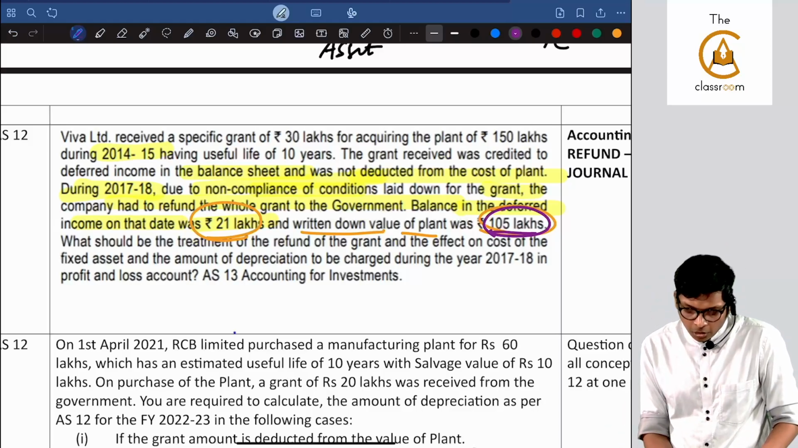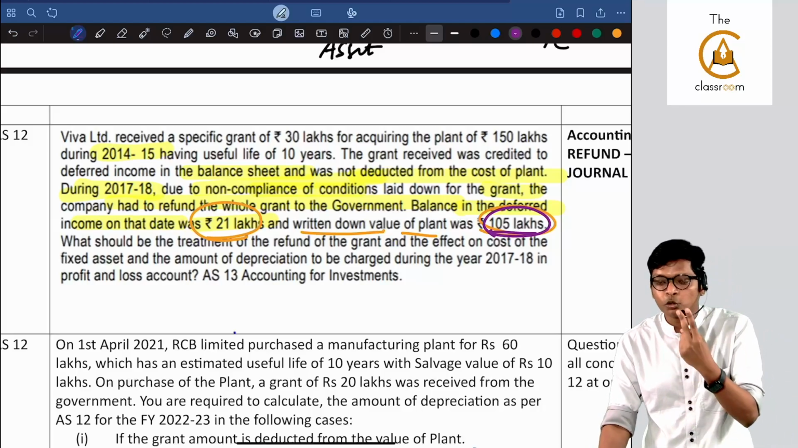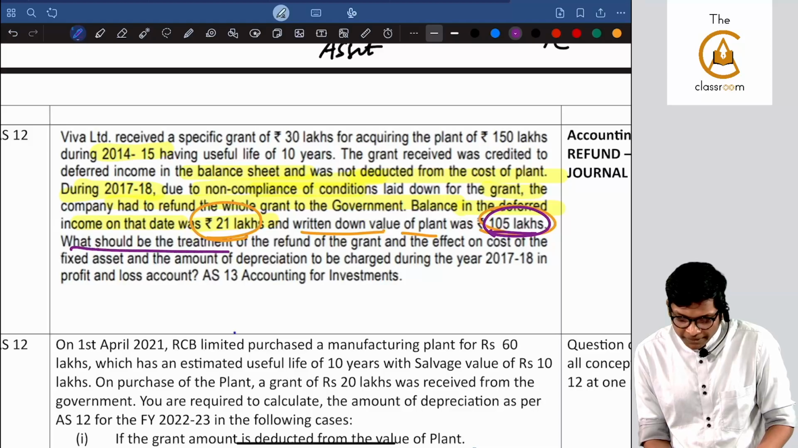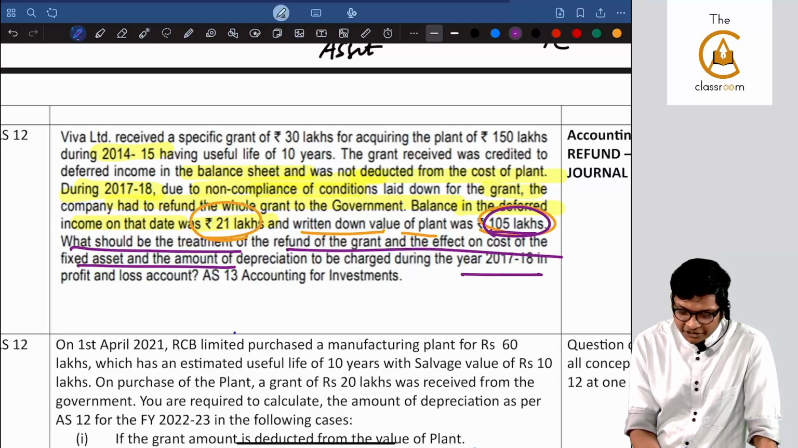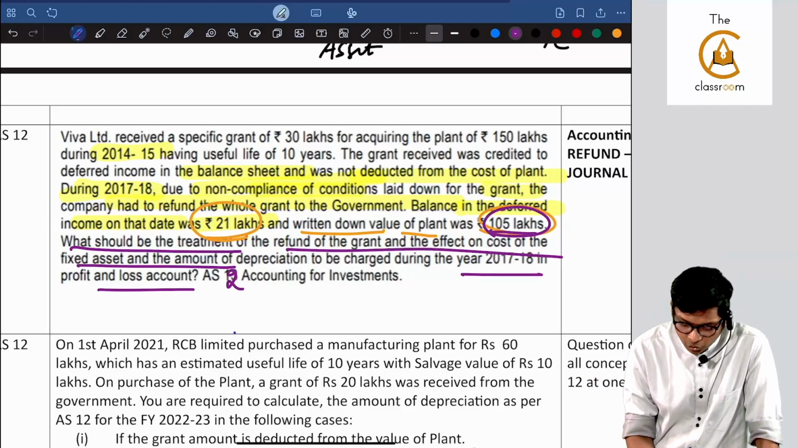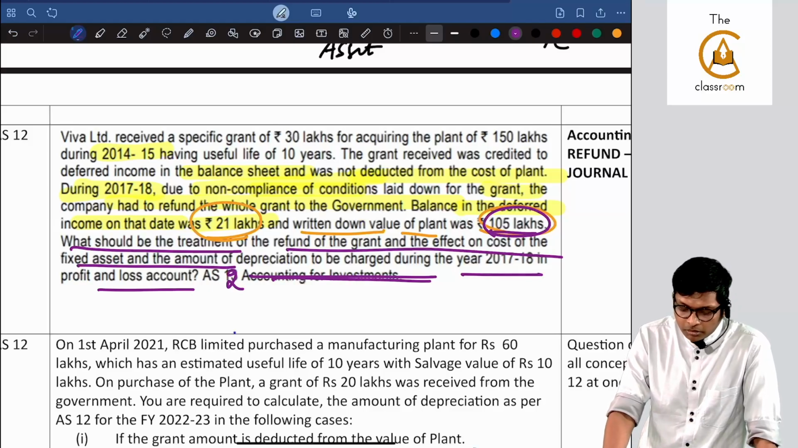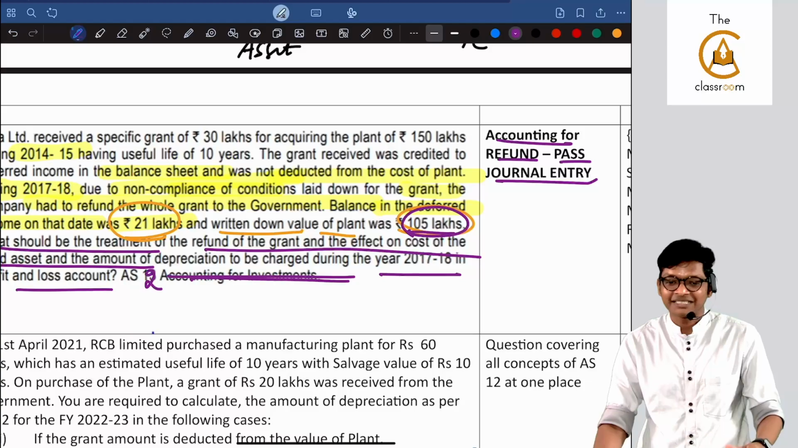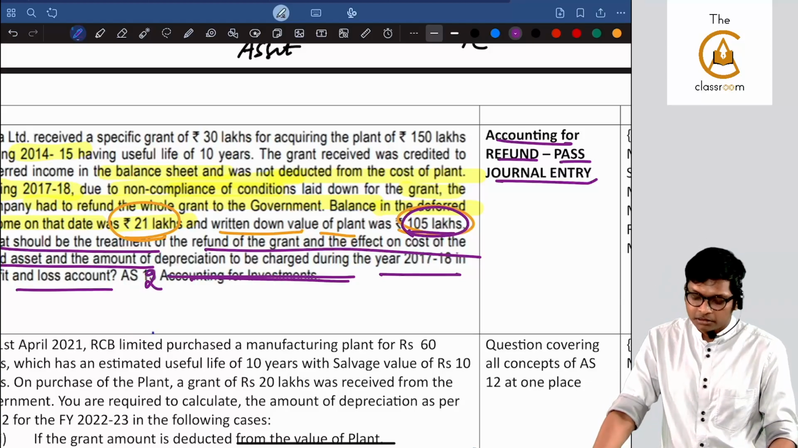Okay. Now the question is simple. This question, if it comes in exam, it can come for MCQ 2 marks, or it can come as one 3-mark question. What should be the treatment of refund of grant on the effect of cost of fixed asset and depreciation for the future years? This AS12, just strike this off. What should be the refund? So I want to know what is the accounting for refund. Please pass journal entry for refund of grant. What is the entry, guys?